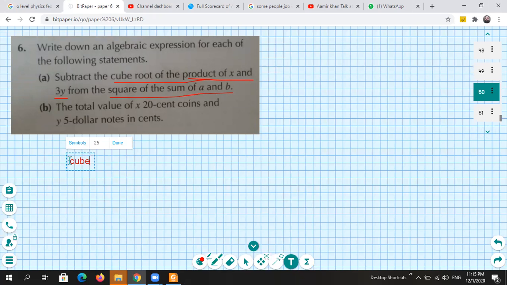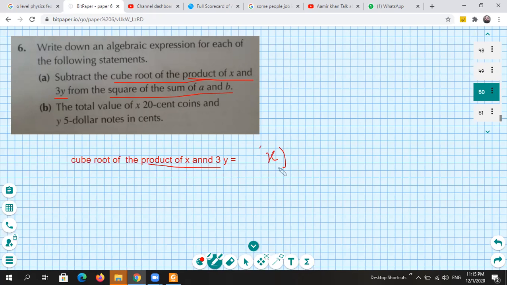I'm writing here cube root of the product of x and 3y. It is actually, first take the product of x and 3y, which will be x multiplied by 3y, and then take the cube root of the whole expression. This is the cube root sign, and it can also be written as the cube root of 3xy, because x into 3y gives you 3xy.